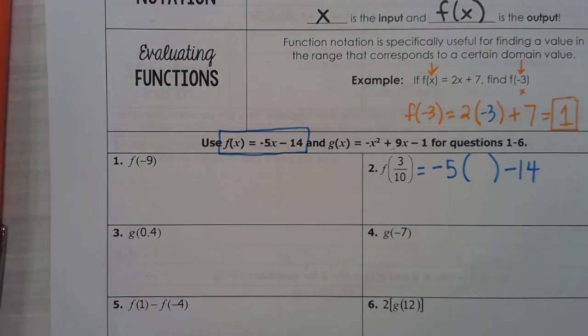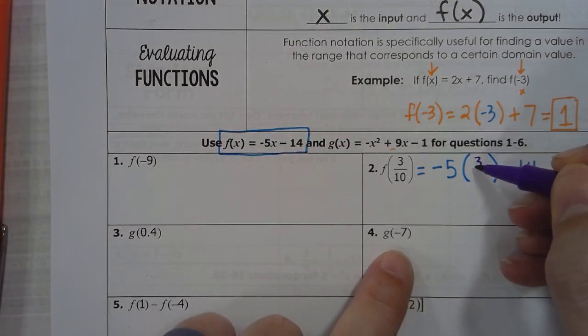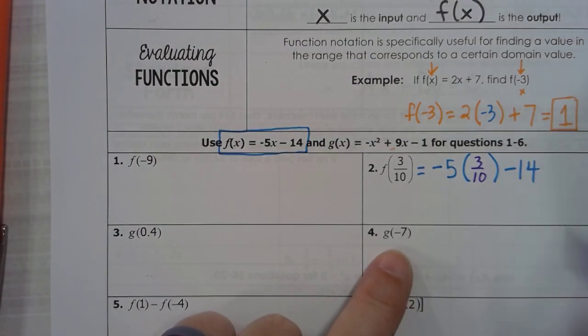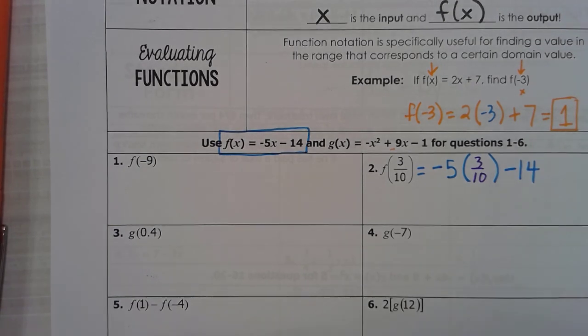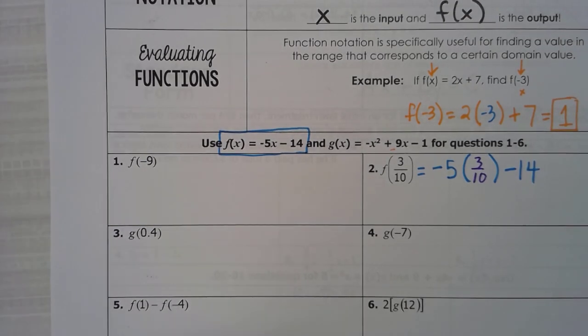Got it, Ruben? And then inside the parenthesis, what value are we putting there? 3 over 10. And then all of this goes in our calculator. Type, type, type. Your calculator's not afraid of fractions. Ready, set, go. Do it.